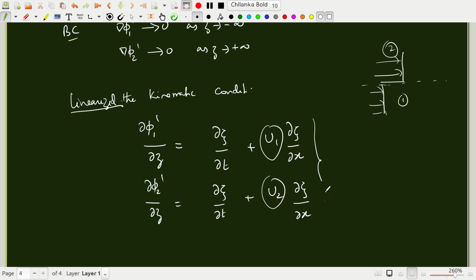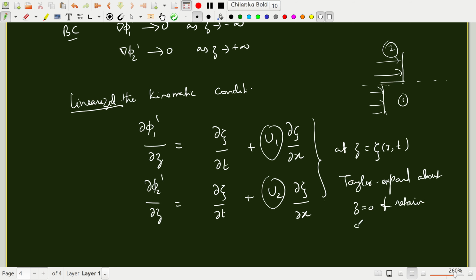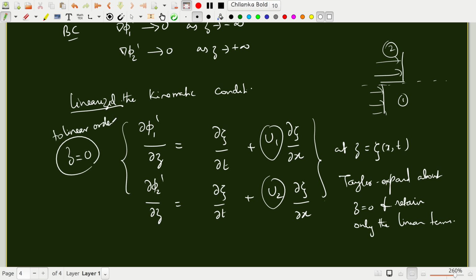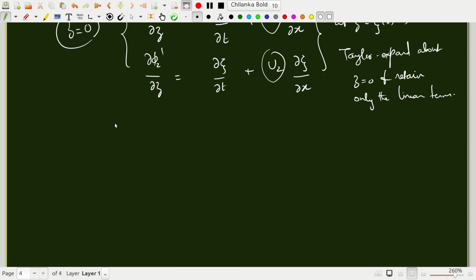And these are to be applied at z is equal to zeta, but because zeta is unknown, we Taylor expand about z is equal to 0 and retain only the linear terms. If you do this, it's easy to see that everything is already the perturbation quantity. So the same thing will be applicable at z is equal to 0 as well to linear order. There is no non-trivial term that is coming due to the Taylor expansion.